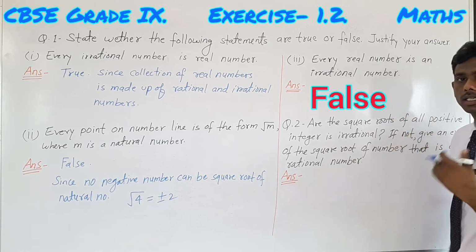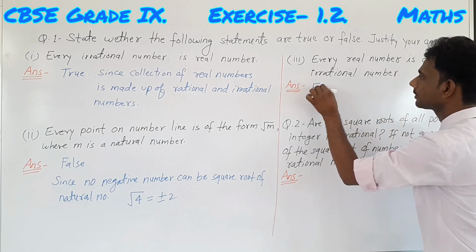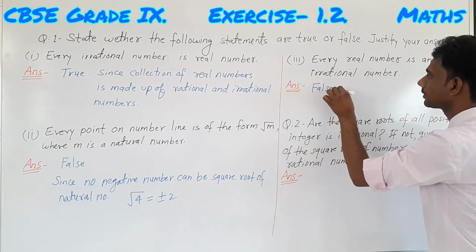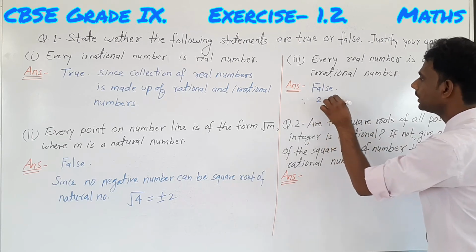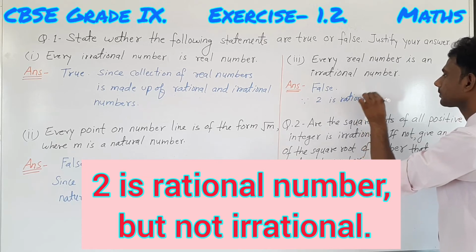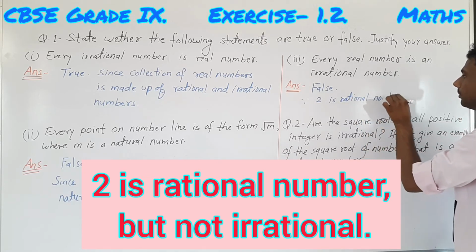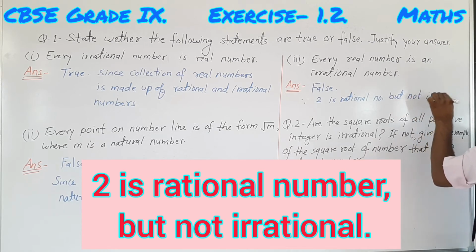Now third part, every real number is an irrational number. It is false. Because 2 is a rational number but not irrational.